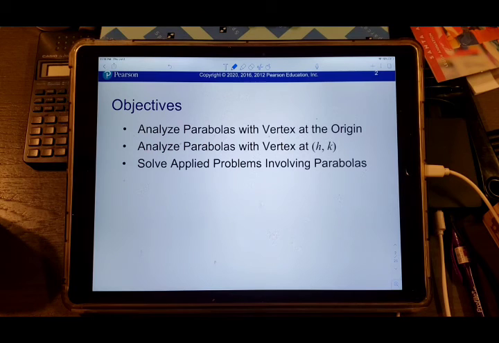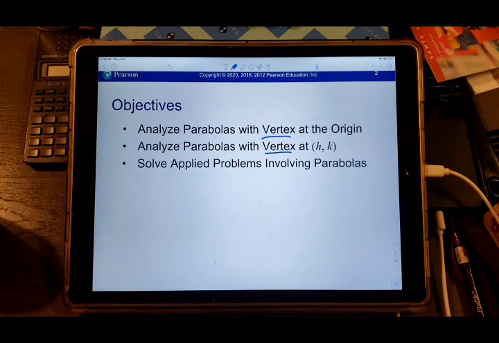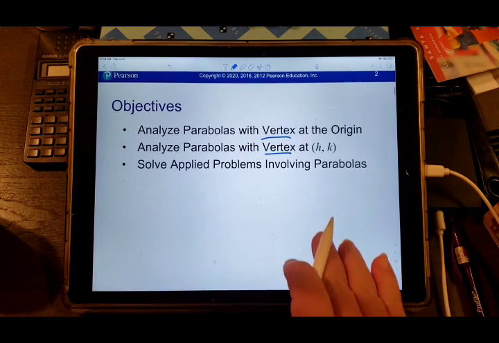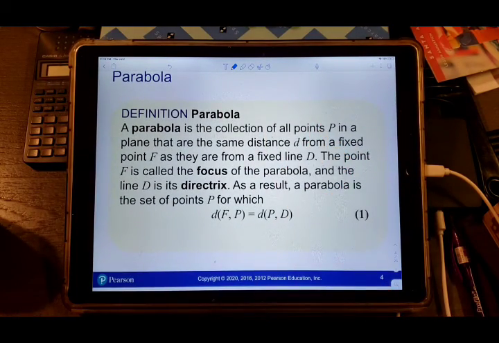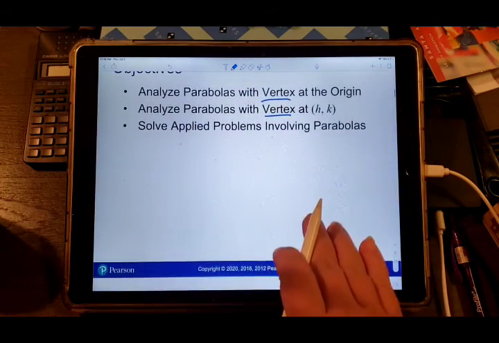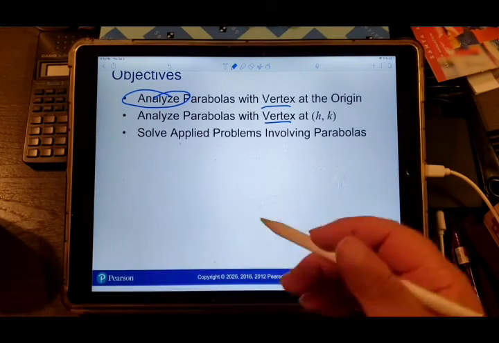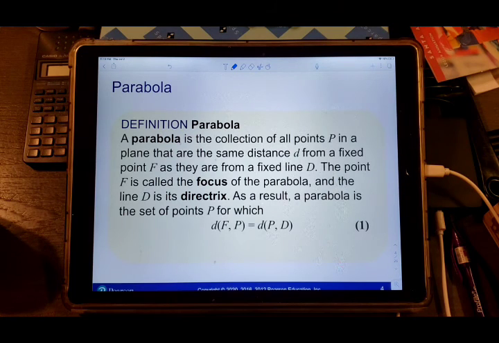So, analyze parabolas with vertex at the origin. Okay, so vertex at h comma k, and then they skip this. We won't really be doing word problems, but we'll see what we have here. All right. So they kind of missed something here. When they say analyze, analyze is a pretty big word. You don't even know what that means yet when they say analyze. All right. So here's a very interesting definition of a parabola.